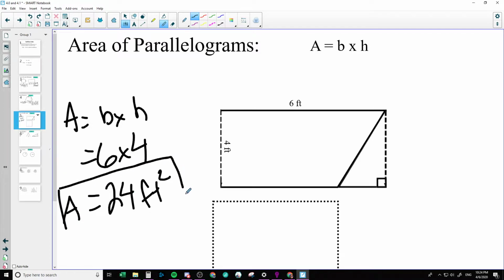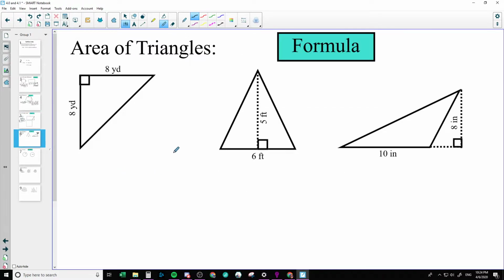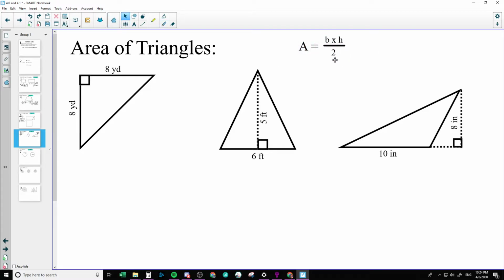Okay, not too tough. The next shape that we have to revisit is the area of triangles. If we were to copy this triangle and then flip it on the other side, we would see that these two triangles together would create a square, which is why the area of a triangle is base times height divided by 2. So area of a triangle equals base times height divided by 2.